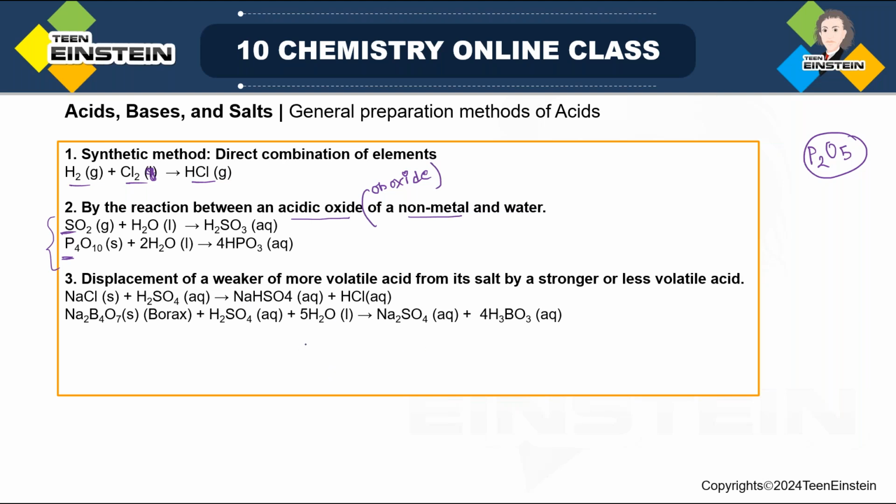Okay, this is fine. Displacement of a weaker or more volatile acid from its salt by a stronger or less volatile acid. So what is the meaning of this statement? The meaning is, look at this equation. We have taken sodium chloride salt and acid H2SO4. We are having product side hydrochloric acid and NaHSO4, right?